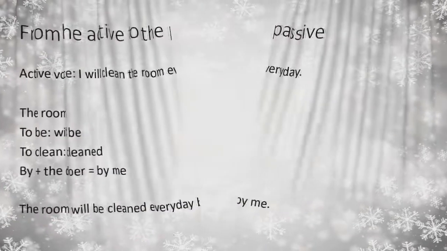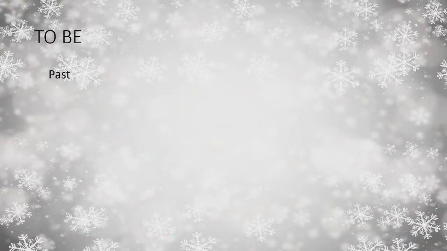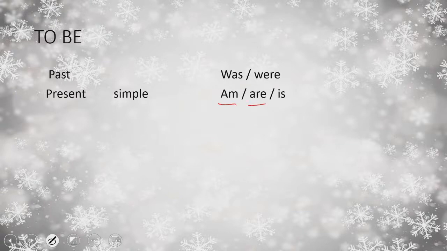Now, you need to know the conjugations or the forms of the verb to be in all the tenses. We begin with the simple tense. In the past simple, the verb to be has two forms, was and were. In the present simple, the verb to be has three forms, am, are, and is. In the future simple, the verb to be has one form, which is will be.